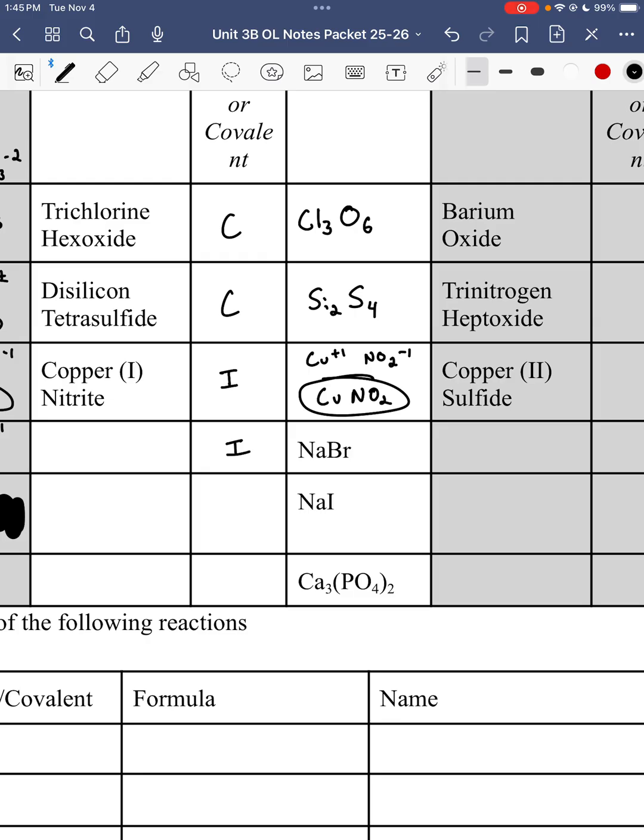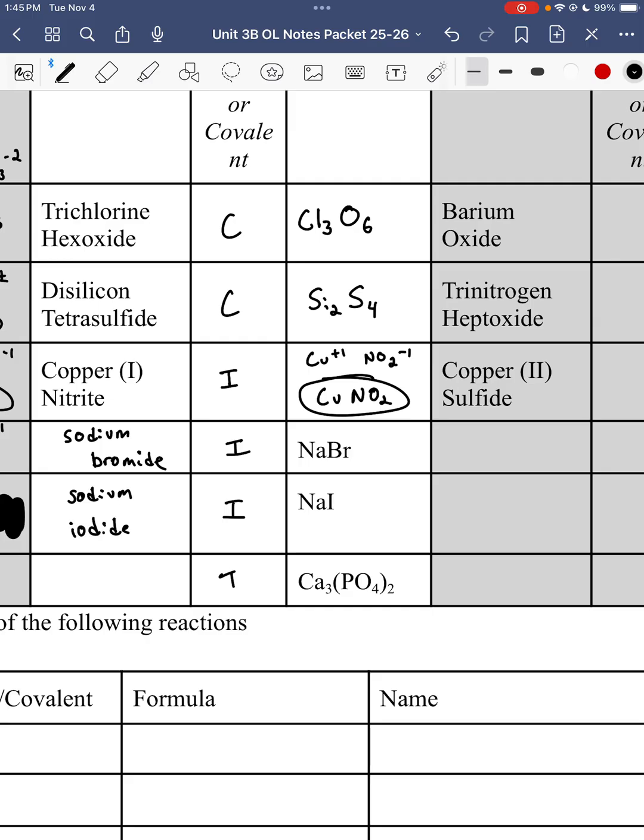NaBr is ionic. There are no transition metals, so I don't need Roman numerals, so I'm just going to name the two ions in it. Sodium bromide. Next, another ionic. Again, no transition metals, so I just name the two ions. Sodium iodide.